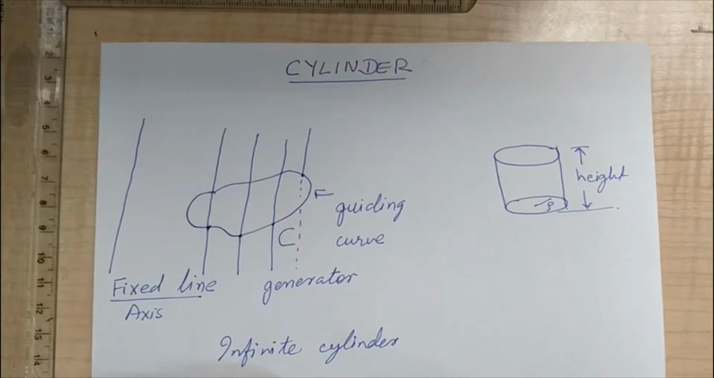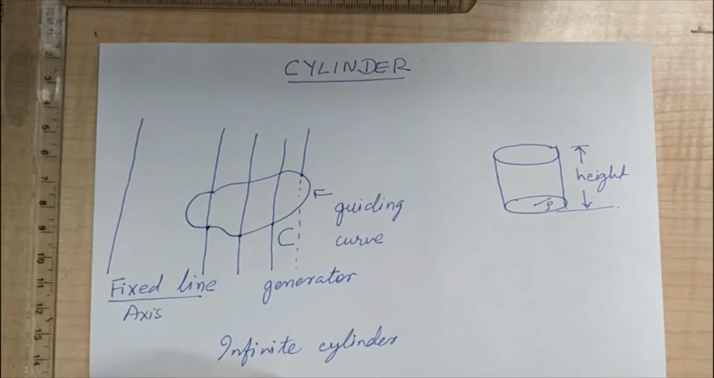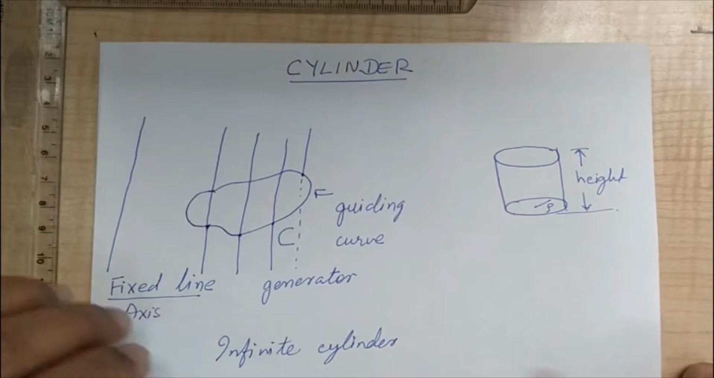The requirement of the syllabus is to write down the equation of a right circular cylinder. So we are not going to work in this much generality. We shall be writing down the equation of a right circular cylinder. That is what we will do next.